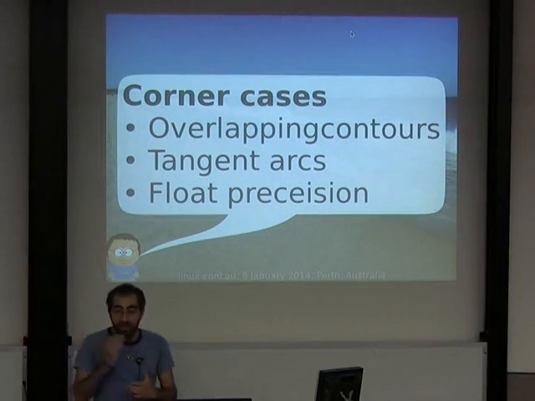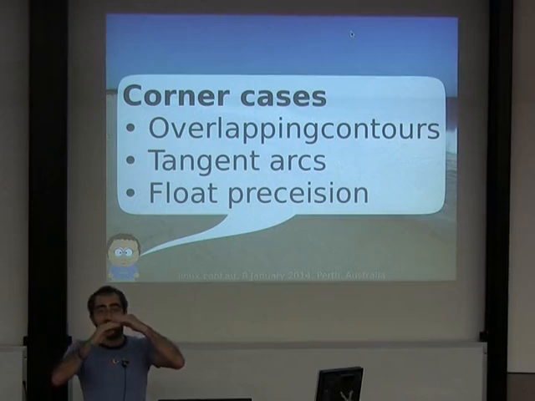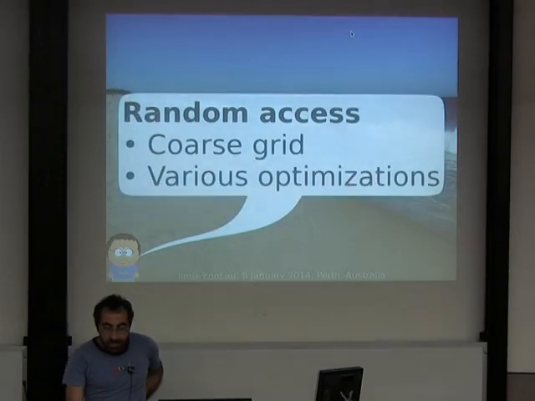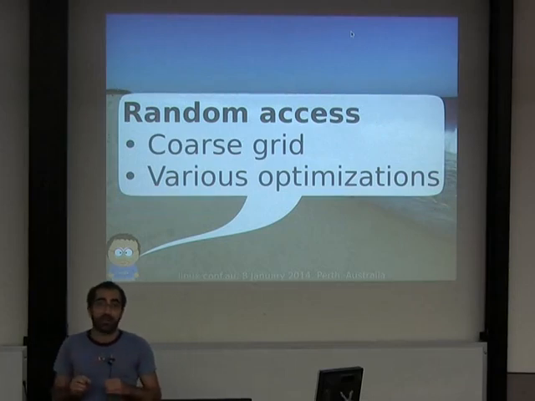So there are a lot of overlap corner cases to get those to just show up. There are overlapping contours. If two arcs are tangent, you can mess them up. They can cross each other. And there's the float precision on the GPU. So now what we want to do is to have fast random access to the closest arc.